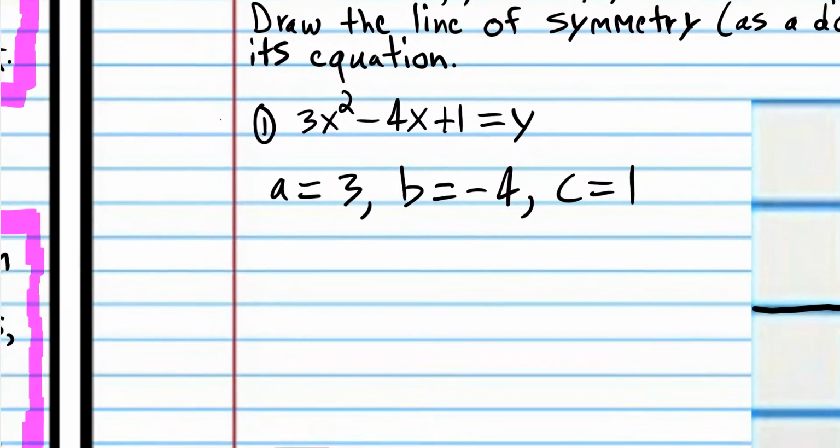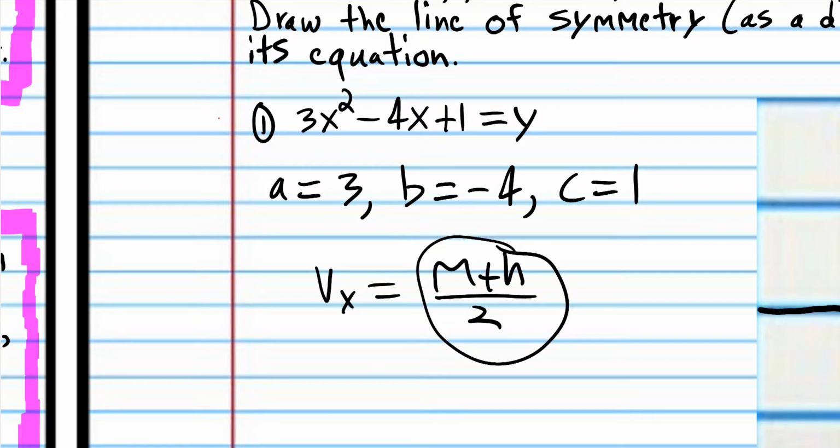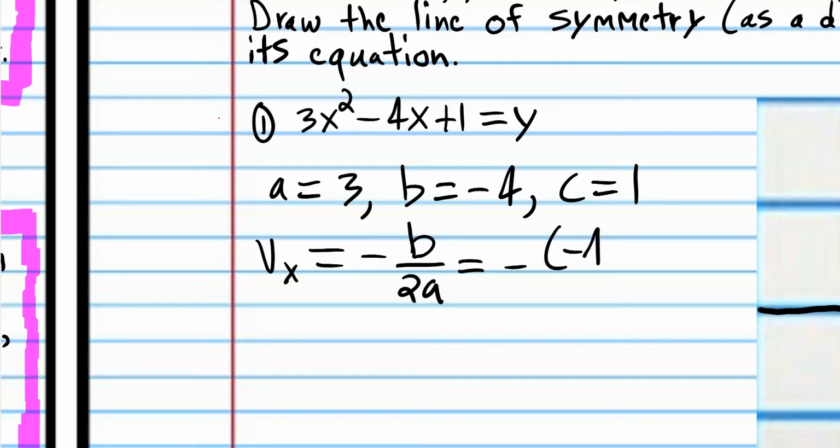And at this point, we could change this to intercept form because it turns out that this expression is factorable. And we are going to factor it later on in this problem. But if we did that and we used m plus n over 2 as we did in the previous classes, we would end up with a complex fraction here. And I just prefer to use the standard form formula for finding the x value of the vertex, which is negative b over 2a, which you probably recognize from previous classes.